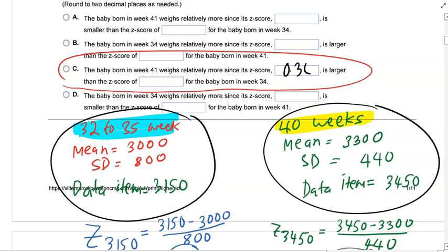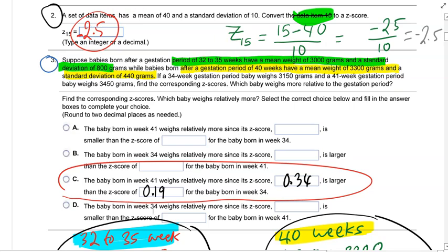0.34 is larger than the z-score of 0.19, which is the z-score of the baby who was born in 34 weeks. Okay, that's question number 3.